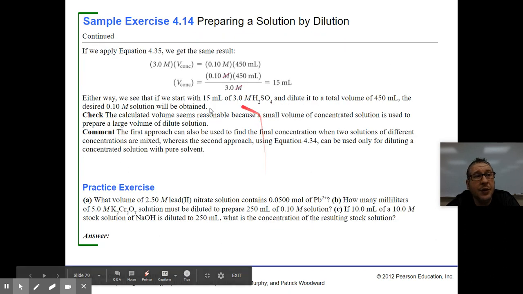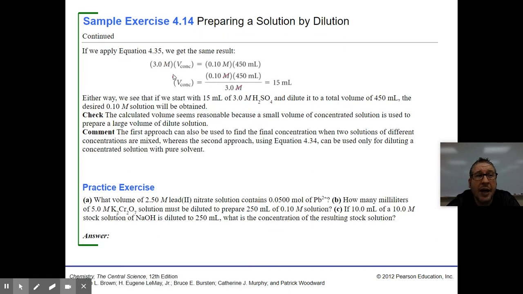Or you can use the equation we just saw, okay, where we're going to take the volume of the concentrated solution, the initial solution, and we're going to solve for it. So we're going to take our 0.10 molar concentration, our final concentration, multiplied by 450 milliliters and divided by 3.0 molar. As you saw, the units of molarity, the capital M, are going to cancel each other out, leaving us with a unit of milliliters, which is what we need to use in our final answer.